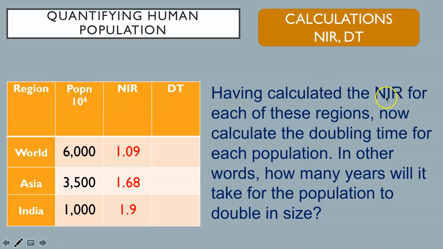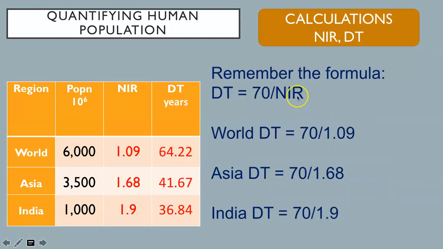Having calculated the natural increase rate for each of these regions, now calculate the doubling time for each population. In other words, how many years will it take for the population to double in size? Remember the formula for doubling time. Here is how to perform the calculation for each region.